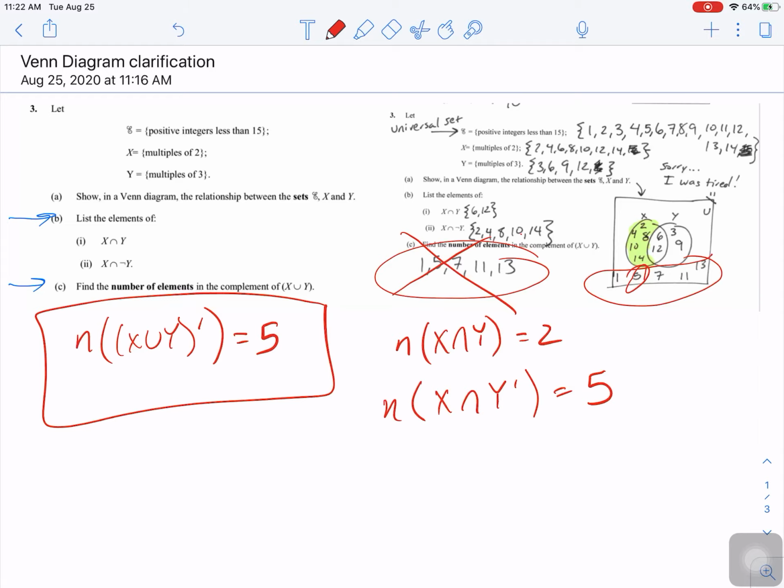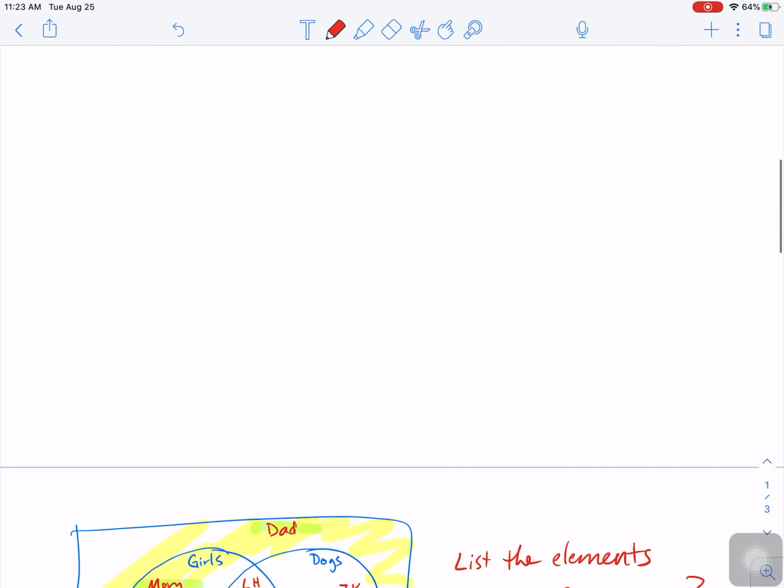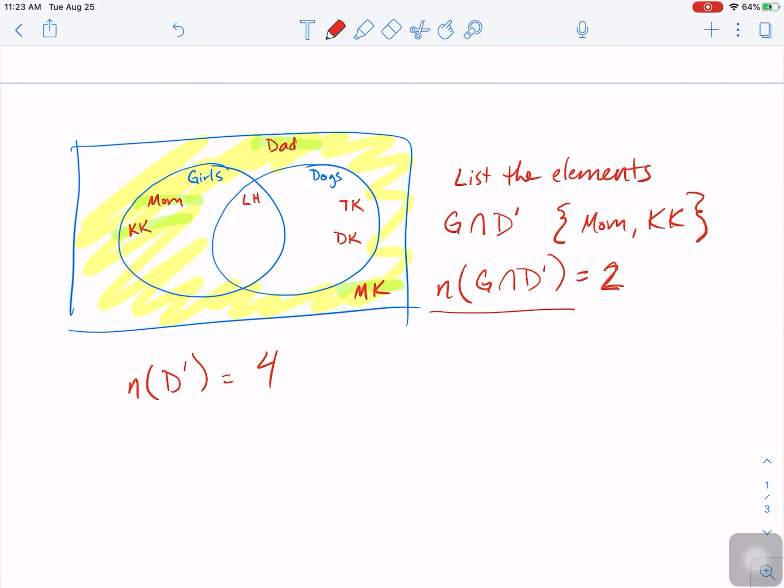Hopefully that clears things up, talking about the difference between the number of elements and what the elements actually are. I hope my family example was helpful. Let me know if there are more questions.